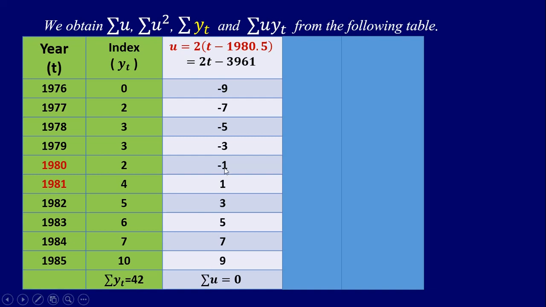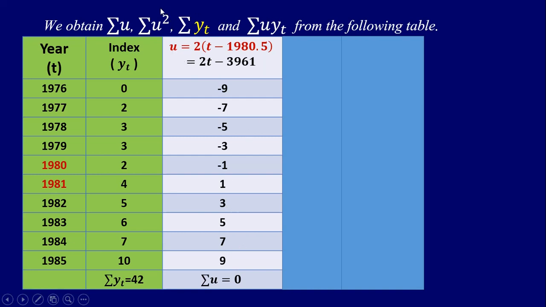If you remember, in case of an odd number of observations, that is if n is odd, we get the middle value 0, and above the middle value -1, -2, -3 and so on, and below the middle value we get 1, 2, 3 and so on. And if n is even, we get the middle two values as -1 and 1, and above -1 we get -3, -5, -7, -9, and below 1 we get 3, 5, 7, 9 and so on. Okay, so we get this u.